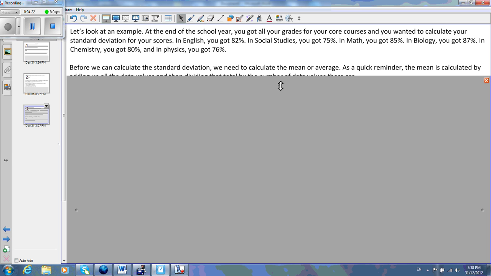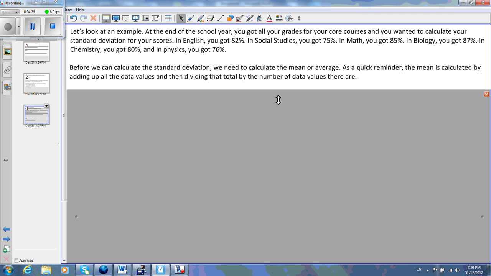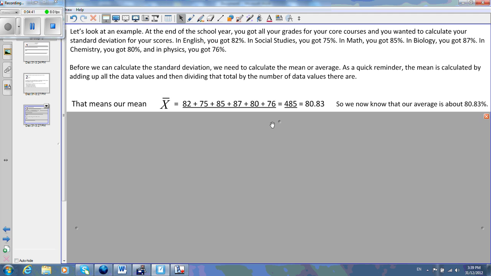So before we calculate the standard deviation, we always have to calculate the mean or the average. Just to quickly refresh your memory, the mean is calculated by adding up all of the data values and then dividing that total by the number of data values. So we'll calculate the mean here.